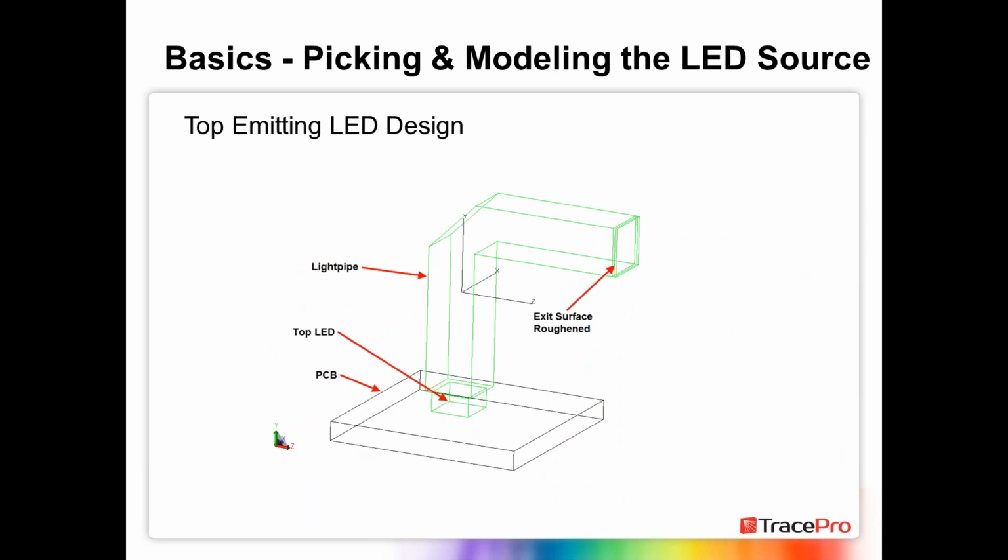Now, there's another thing we need to look at here. What type of LED source should we be looking at? Now, we've got the standard surface-mounted type LED where it emits directly upward if we're putting this onto a PCB board. And that's great if we're going to have the light pipe sit on top of it and we have an exit surface that's roughened at the end to let the light out. This is a perfect setup, a top emitting LED design.